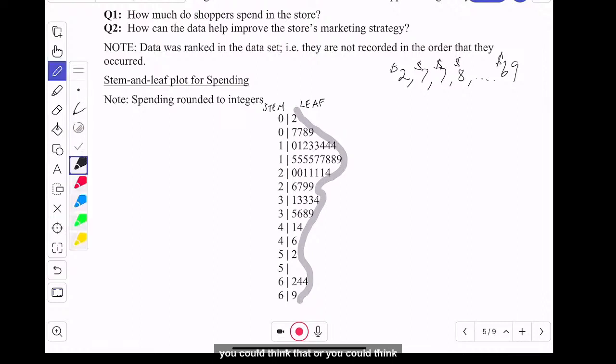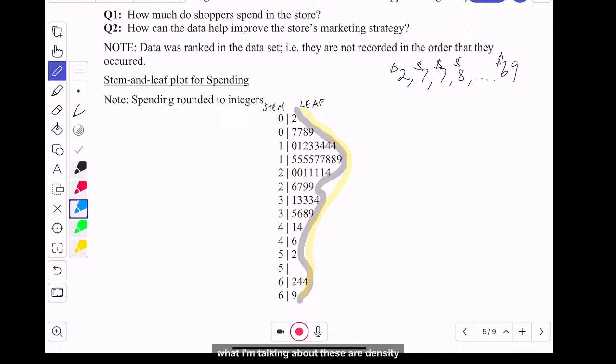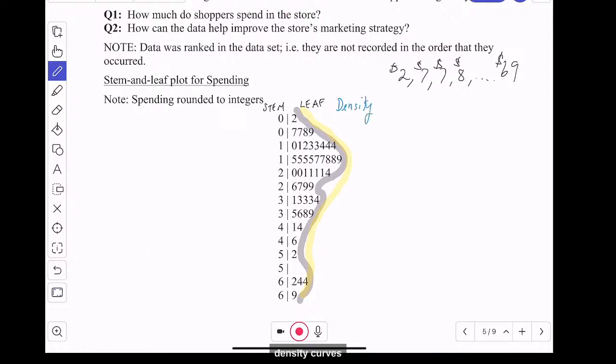You could think that, or you could think that if there was more data, I believe it would just be like this, that this gap would fill in and there would just be one group of people here and then this group that spends a lot. So depending on what, maybe once you do the analysis and think about it a little bit, you can decide if it's the gray curve or the yellow curve. What I'm talking about, these are density curves. Density curves are an idealized version of the distribution.